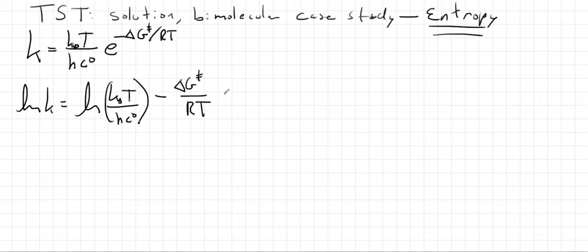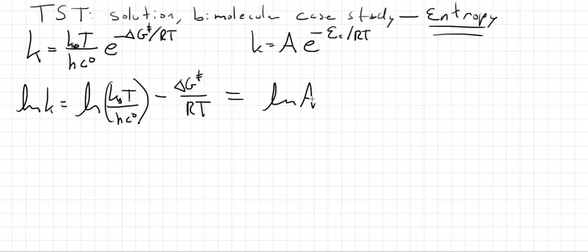And we could equate that to the Arrhenius expression. So if k is equal to the Arrhenius pre-exponential factor A times e to the minus EA over RT, we get the log of this expression: the log of the pre-exponential factor minus EA over RT. So we've got these two expressions for the log of the rate constant. On the right-hand side, we have this Arrhenius expression, and here is our expression from transition state theory.